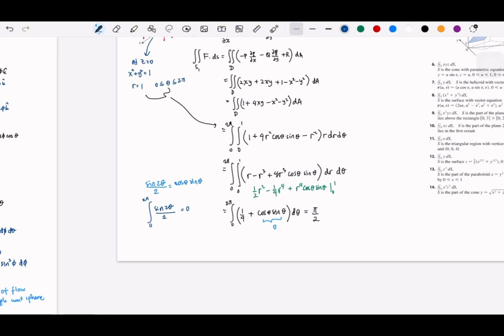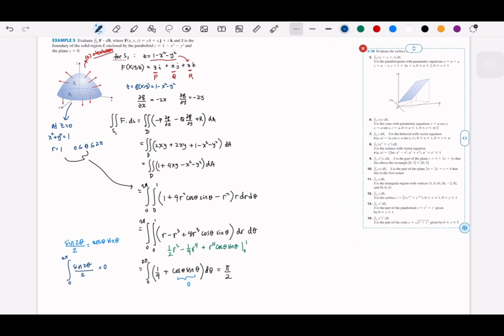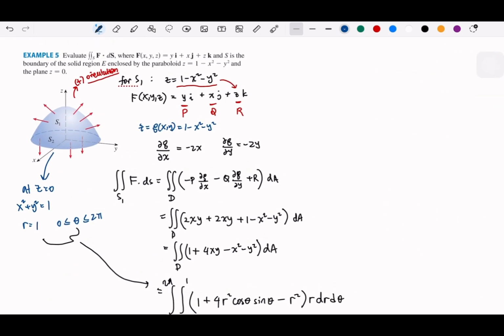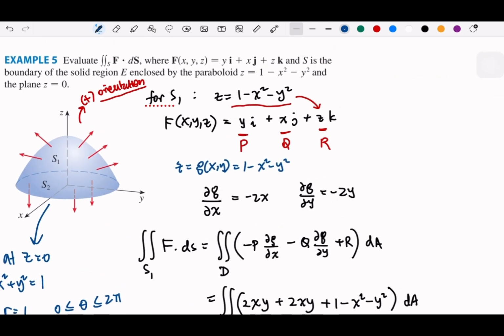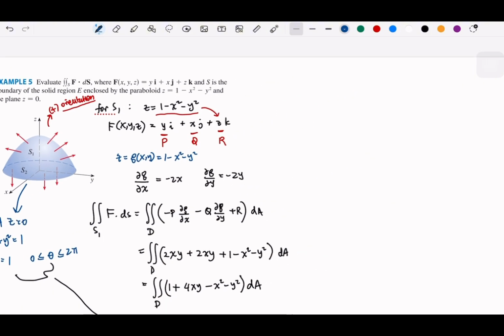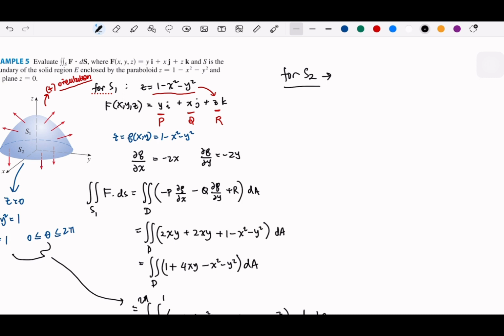Okay, this is for S1. Now for S2, I think I made a mistake before. I said that this is negative. It's not the case. The case is, since it is downward, let me write here. So for S2, it's oriented downward.